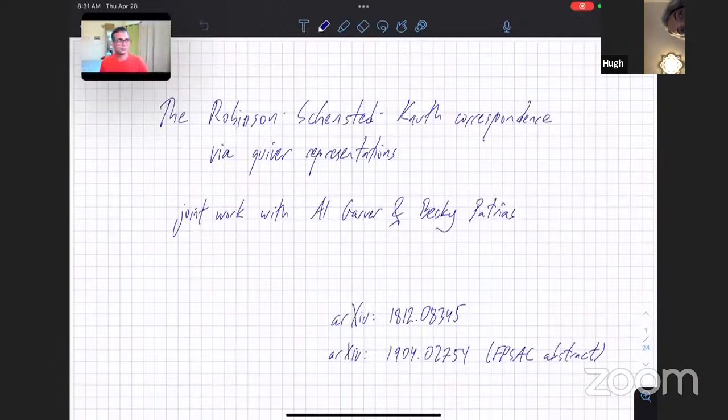Thank you, Omri. So I'm going to be talking about some work with Garver and Becky Patrias, largely, really just what's in these two papers. So this is the arXiv paper, and then the second one was the FPSAC abstract from a few years ago, which is more condensed, but also focuses more on the combinatorics. So if that's the end of the story that you find more appealing, you might like to start there if you wanted to look at these papers.